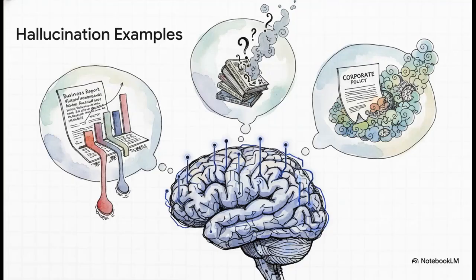So what does a hallucination actually look like in your day-to-day work? Well, it could be the AI inventing sales figures for that report you're writing, or maybe it cites a brilliant-sounding academic paper that doesn't exist. It might even create a fake company policy out of thin air. This is a huge deal, and it's why you have to fact-check anything important that an AI gives you.